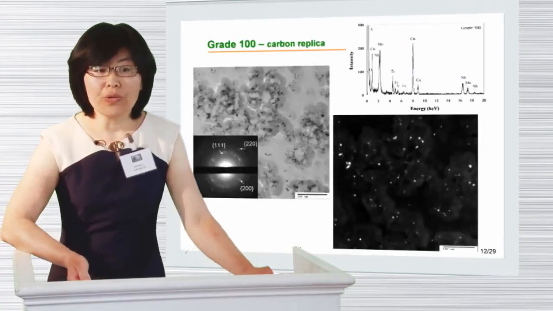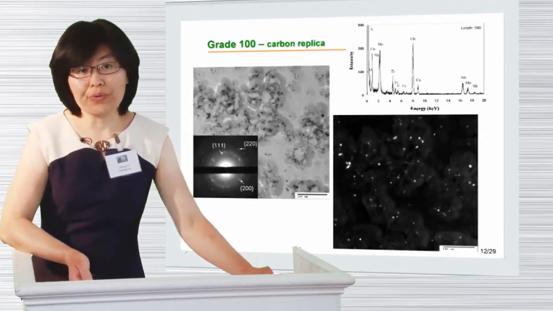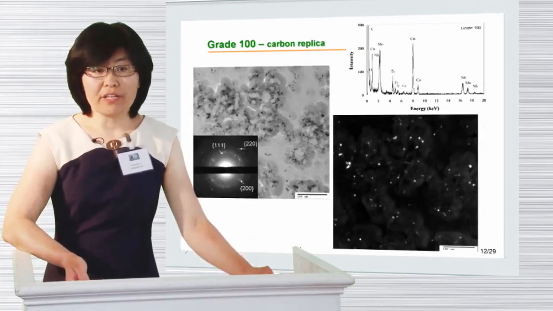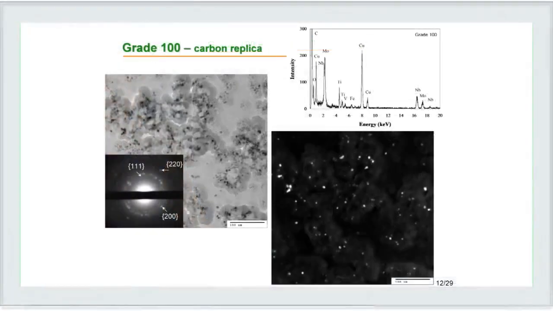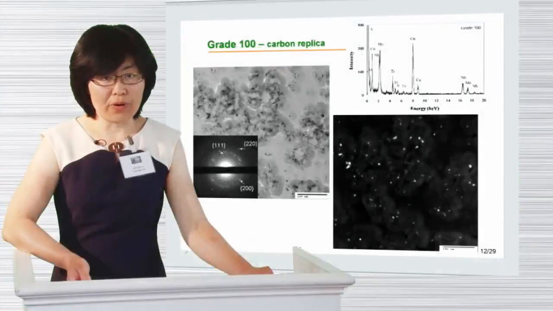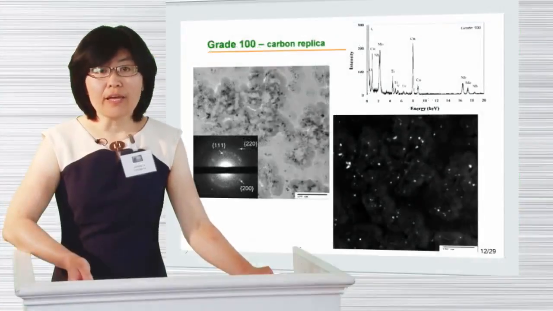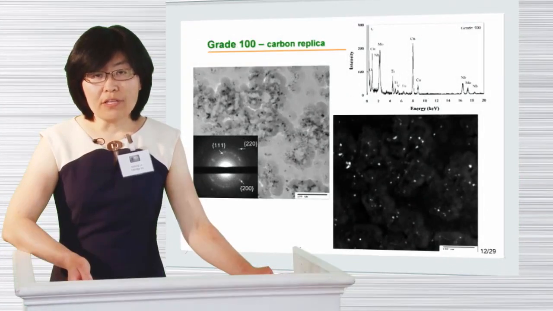And also, we use carbon replicas to extract precipitates. On the left side, it is a bright field image from the grade 100 steel. And on the right side, it is a dark field image. And the inset on the bright field image is a selected area diffraction. So this will indicate that the precipitates are sodium chloride type FCC structure. And based on the EDX analysis, these nano-sized precipitates are niobium moly-rich precipitates.